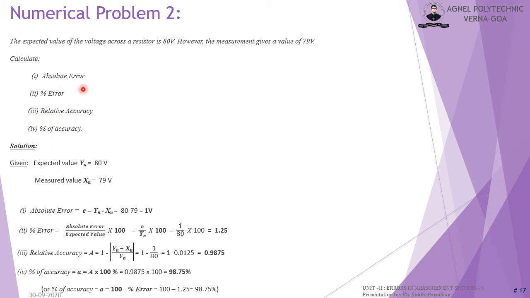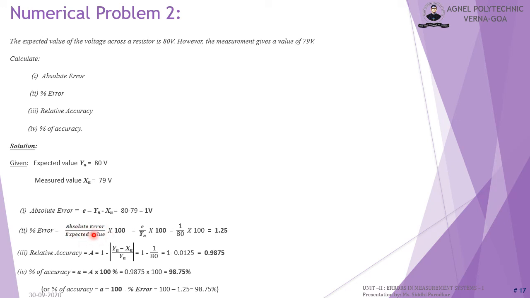So first one, absolute error is given as E is equal to Yn minus Xn. You have the values of Yn and Xn as 80 and 79. Substitute the values, so 80 minus 79 is equal to 1 volt. Next, you have to find percentage of error. Percentage of error is given as absolute error divided by expected value into 100.